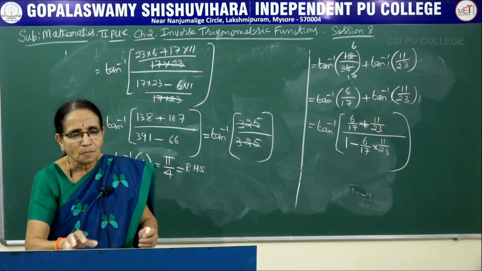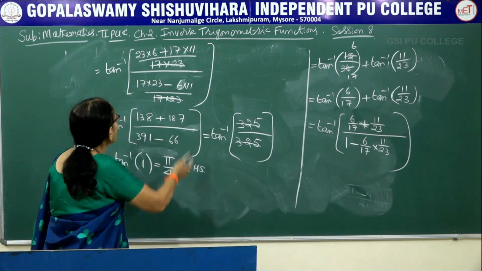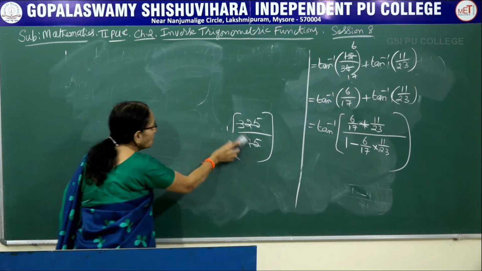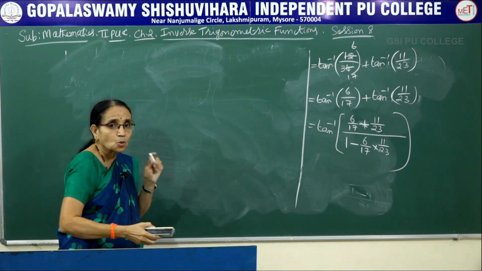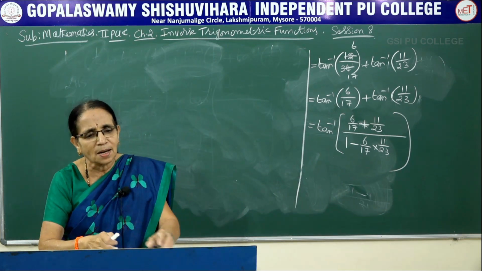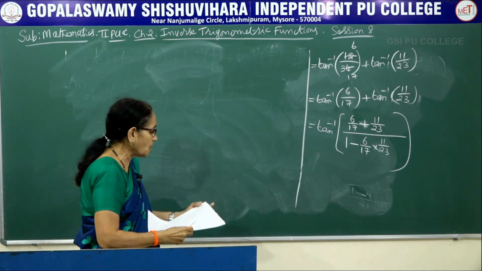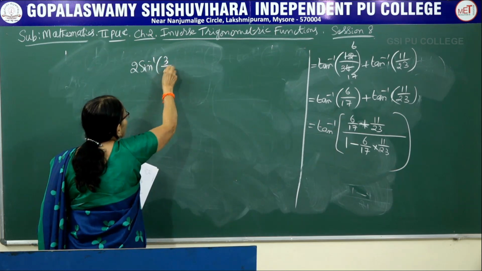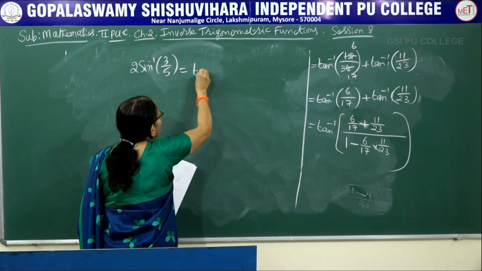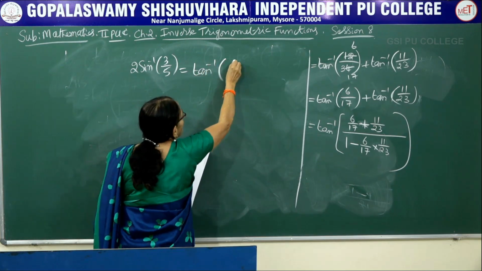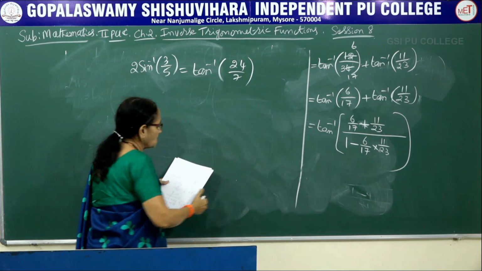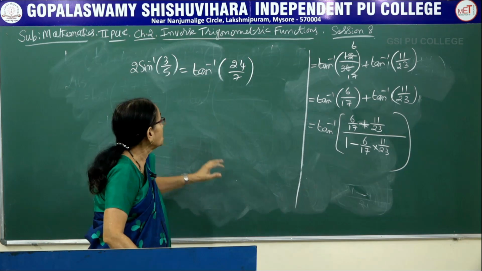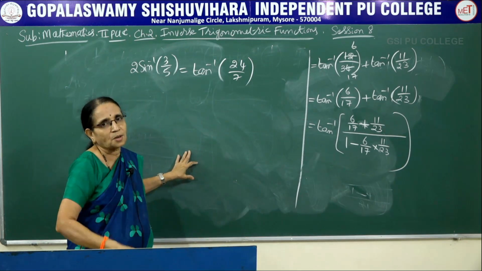Prove that... this next problem, what I am going to prove now, can be expected for a 2-mark question, because comparatively it is easier. You have to prove that 2 sin inverse 3 by 5 is equal to tan inverse of 24 by 7. Now here we are having only one term on both the sides, isn't it?